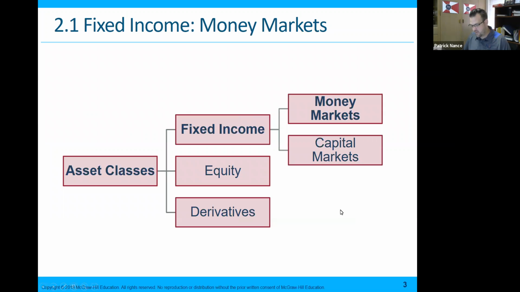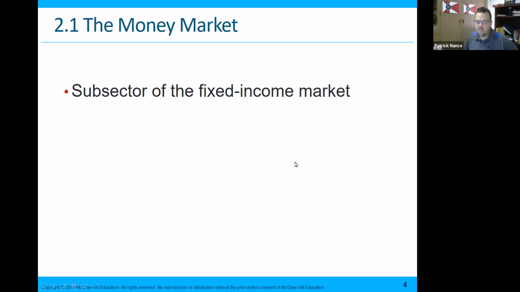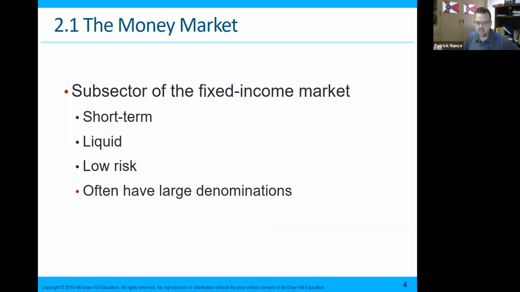So the very first one we're talking about is money markets. Money markets are very short-term, highly liquid, and relatively low-risk debt instruments. They can contain several different financial instruments within money market accounts. They're usually very short term, with high liquidity, which means they can be turned into cash quickly. They're usually relatively low risk, and they often have large denominations.